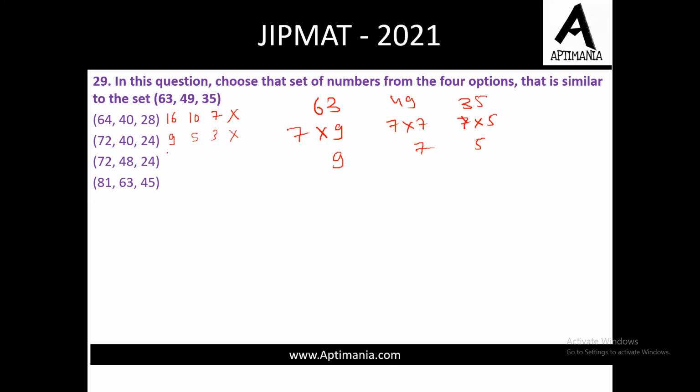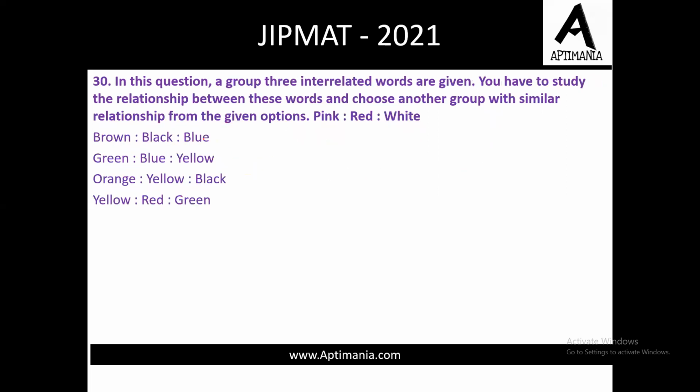72, 48 and 24. तो 24 ही common ले लेते हैं तो this will be 3, 2 and 1. ये भी नहीं लग रहा. लास्ट यदि इसमें से 9 कॉमन ले लेते हैं तो we have 9, 7 and 5, which is quite similar. So this is the correct answer, 81, 63 and 45.